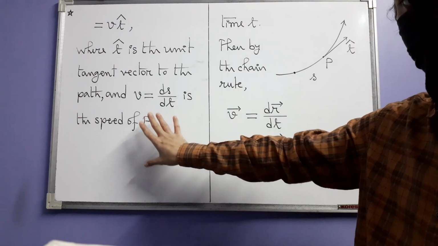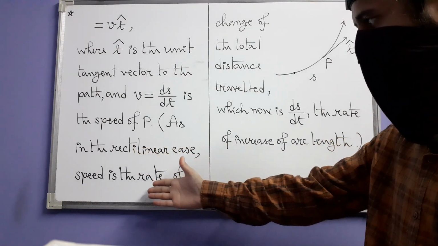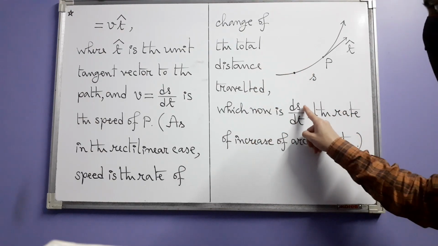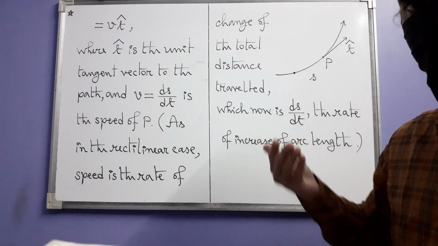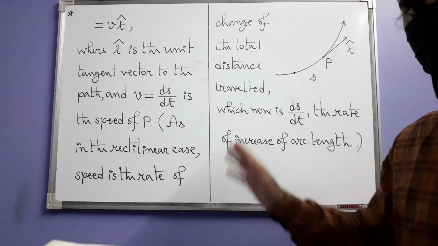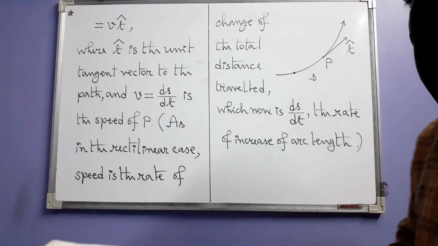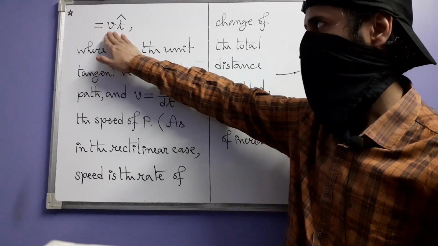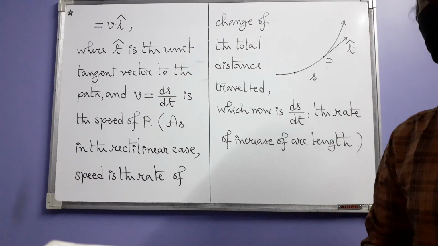And the author has something to say about this thing, which is this. As in the rectilinear case, speed is just the rate of change of the total distance traveled, which in our case is ds/dt, the rate of increase of the arc length. As time passes by, arc length increases, so the distance traveled here is s along this curved path. In this case it looks curved, but it includes the rectilinear case as well. So what does it all mean? It means that as a vector, the velocity vector is this scalar v times t hat. So this is the direction in which the velocity vector is pointing.